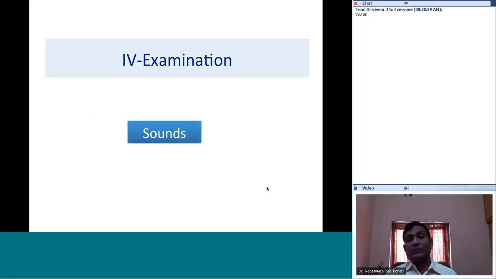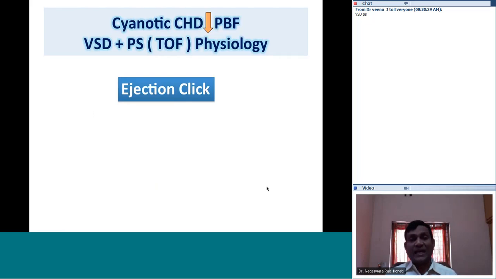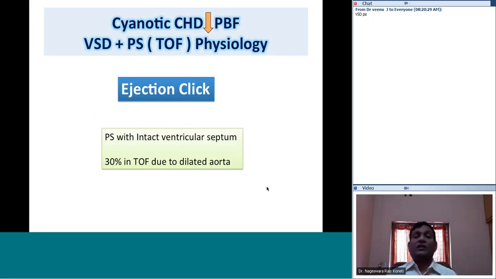Next, coming to the ejection click. The ejection click is a rare entity in VSD-PS physiology. But when you have PS with an intact ventricular septum and ASD producing cyanosis, and you are confused whether it is a case of VSD-PS physiology, if you appreciate an ejection click, that usually suggests severe pulmonary stenosis. But mind you, the pulmonary component is usually soft because the blood flow across the right ventricular outflow tract is very little. Sometimes the ejection click may not be appreciable because of an immobile or calcified pulmonary valve. Whereas in tetralogy of Fallot, in nearly one third, 30%, of children you may appreciate the ejection click. That is essentially because of the dilated ascending aorta, where a lot of blood goes through the ascending aorta and produces the ejection click.